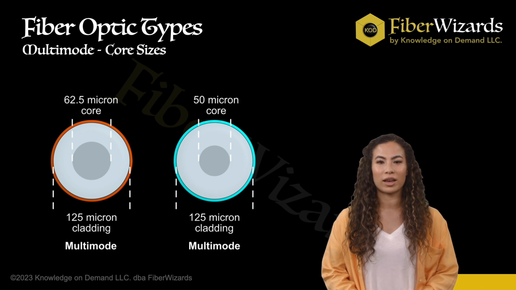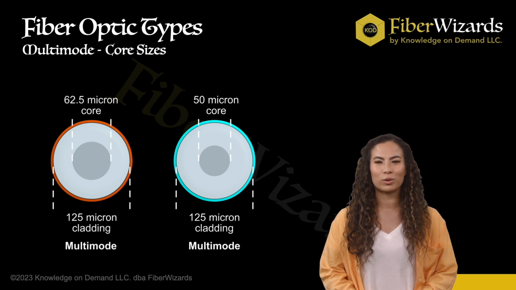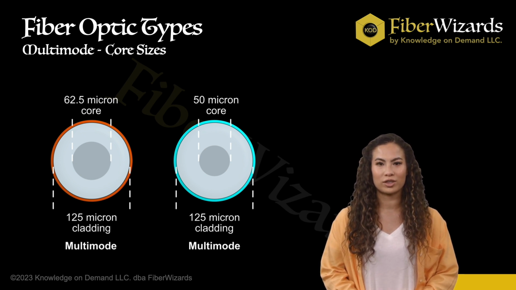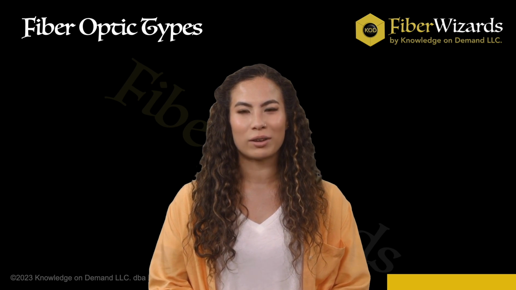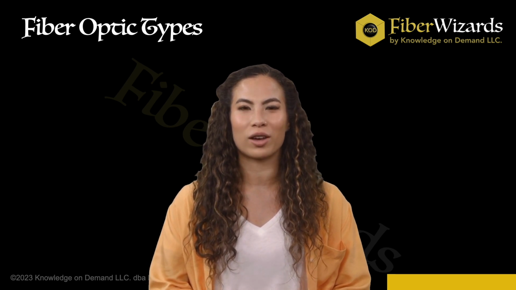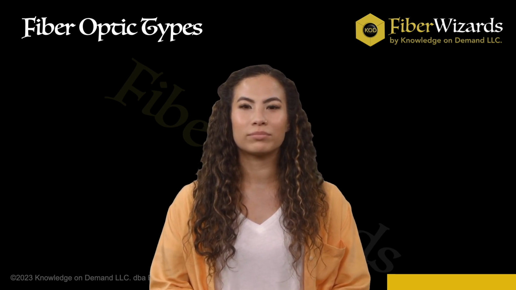Whereas OM1 fibers have a core diameter of 62.5 microns, more recent ones have smaller 50-micron diameter cores to support more efficient laser-based transmitters called VCSELs for speeds in rates of gigabits per second. These fibers are commonly referred to as laser-optimized multimode fibers.